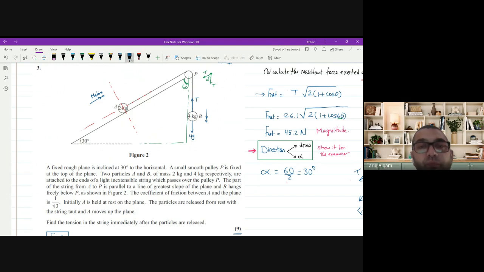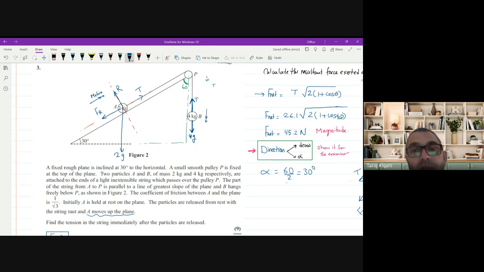Then I have to draw the forces on the object. Here I have tension. Always the tension acts along the string, pointing away from the object. There is a weight, always perpendicular to the ground. This is 2g. Here there will be a normal reaction perpendicular to the surface. And since it's moving up, as mentioned here, there is a friction that acts in the opposite direction of motion. This is friction. Now for the second object B, I have only tension and 4g. If the motion of A is up the plane, the motion of B is down.